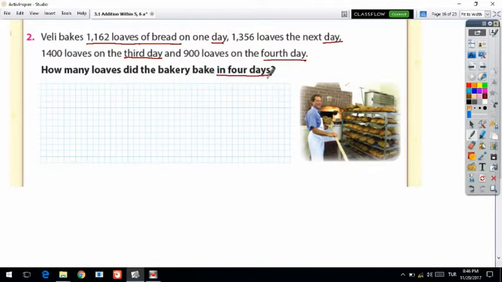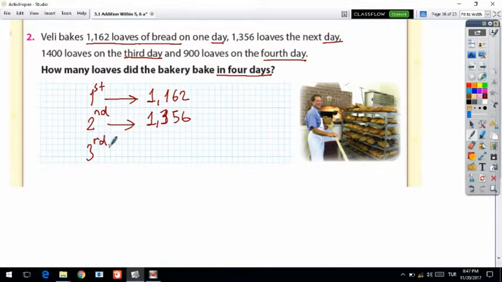It says in 4 days, all of them. How many loaves did the bakery bake? It means I will just add the numbers. So I am writing here the first day, 1162. The second day, I am writing here 1356. Then let's write the third day, 1400. Then this is the fourth day. The fourth day shows you 900. So now we are ready to add them.